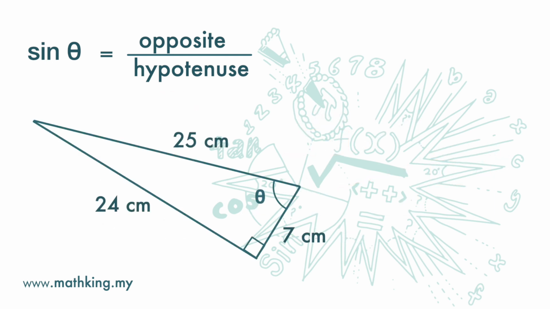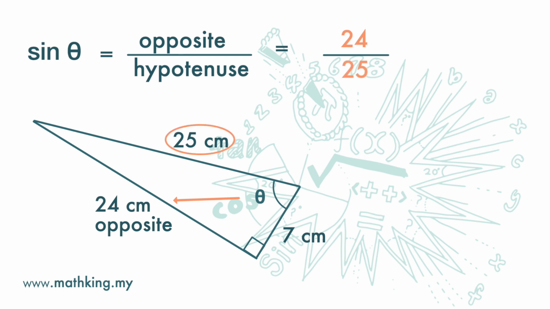Here we want to find sine theta as well. Sine theta is opposite over hypotenuse. The opposite of theta is 24. The hypotenuse is 25. So sine theta is 24 over 25, or 0.96.